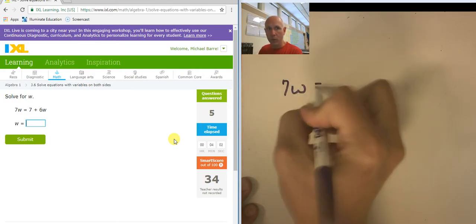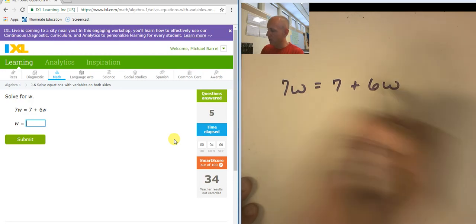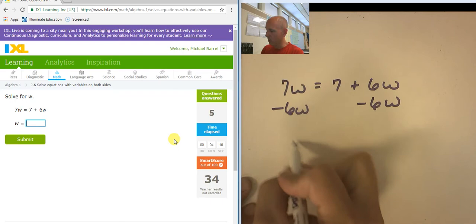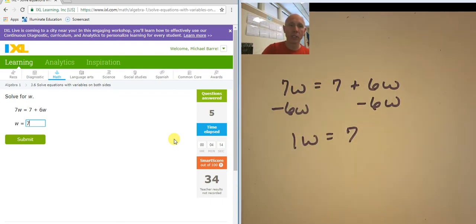w equals 7 plus 6w. So I want to get this one over there. So I'm going to subtract 6w. That's going to leave me with 1w equals 7. So w equals 7. Well done, Bar.